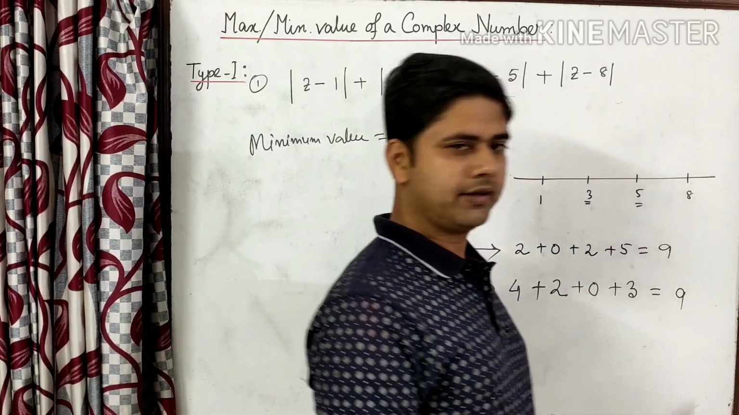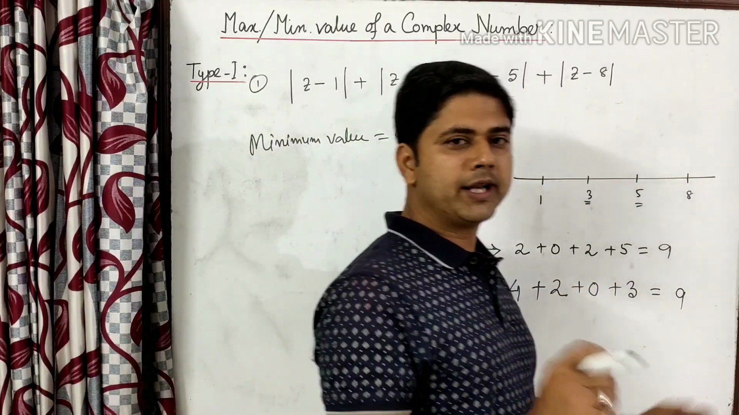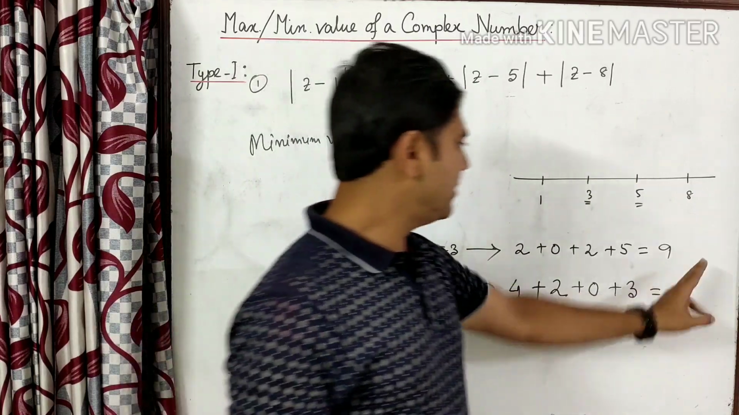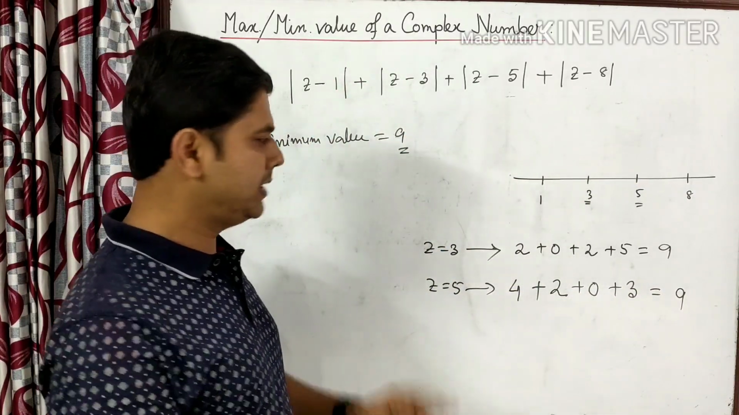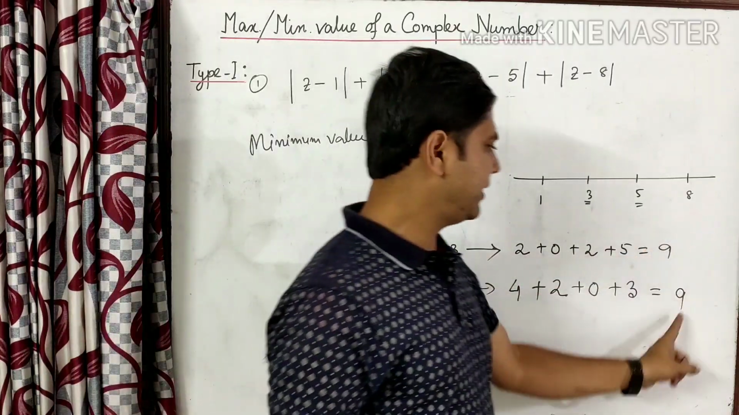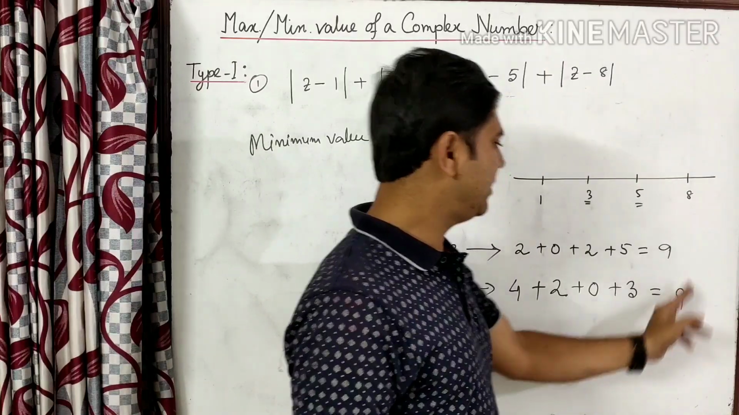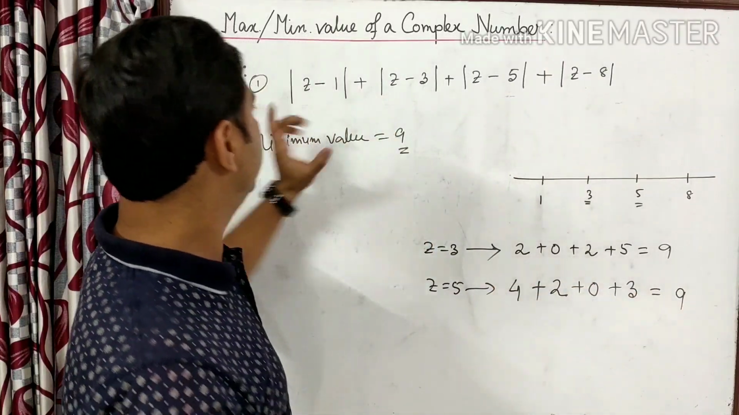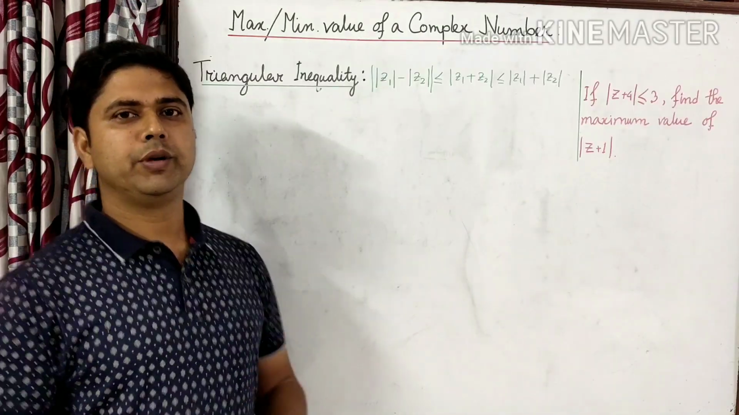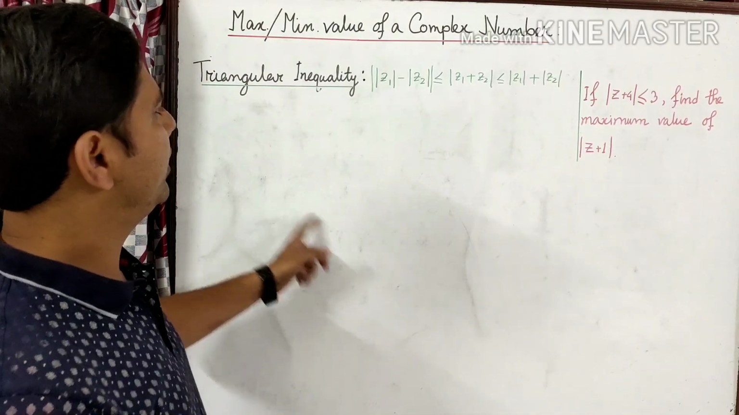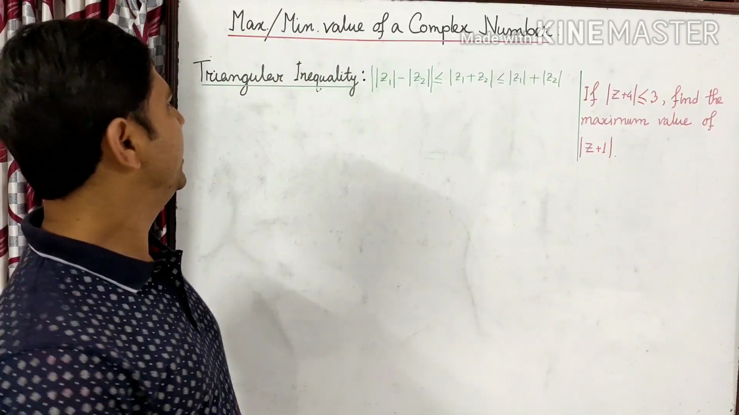If these values are different, after comparing these two values, whichever is the minimum value, that minimum value will be the minimum value of the given complex number. With the help of triangular inequality we can find the maximum or minimum value of a complex number.